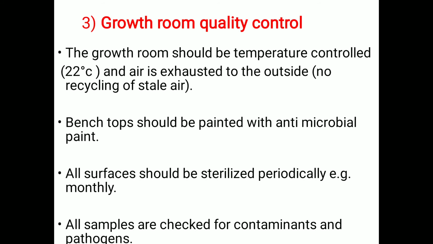Then the third one is growth room quality control. How is the growth room required to be? The growth room should be temperature controlled and the air is exhausted to the outside. No recycling of stale air takes place. That means the growth room is well controlled. Next, the bench top should be painted with antimicrobial paint. Whatever the bench top of that growth room is, it will be painted with antimicrobial paint.